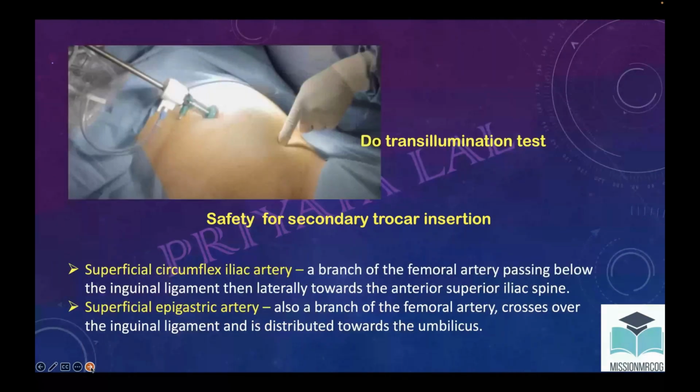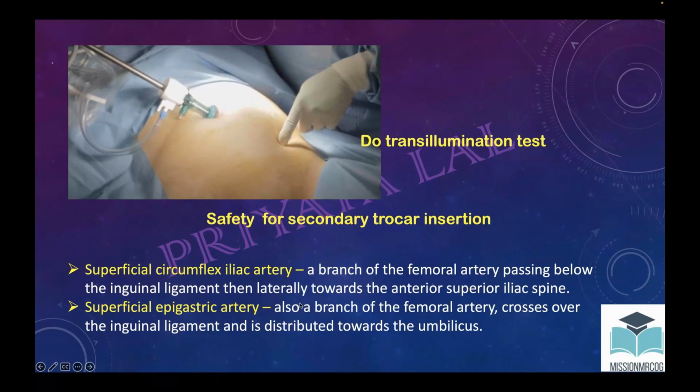Now there are certain checks. What are the injuries that can be done at the time of insertion of the secondary port? There could be superficial vascular injury. Superficial vascular injury could be to the superficial circumflex iliac artery and superficial epigastric artery. So, how to find out that? These arteries are superficial. If you do a trans-illumination test, like this surgeon is doing, you'll be able to find out these vessels. You have to put the trocar at the place where these vessels are not there.